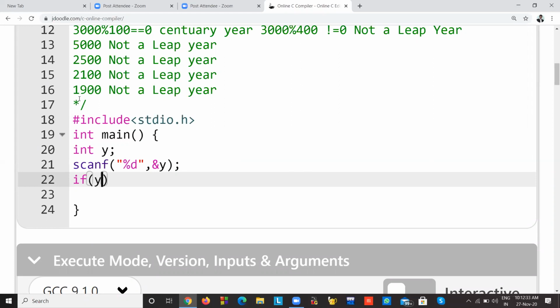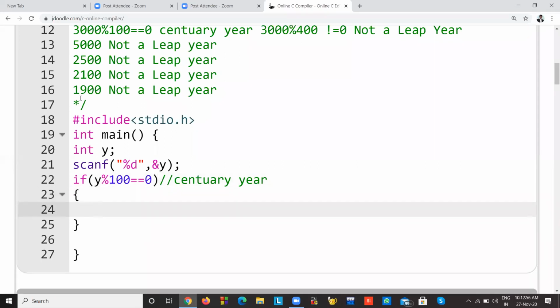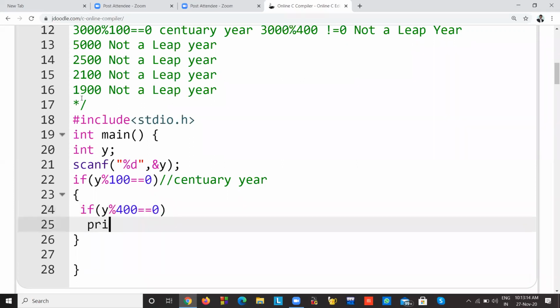To determine whether it is a century or non-century year, we just divide by 100. If the remainder is equal to 0, it is called a century year. In order to check whether a century year is a leap year or not, we need to divide by 400 and check the remainder. If it is divisible by 400, it is a leap year.